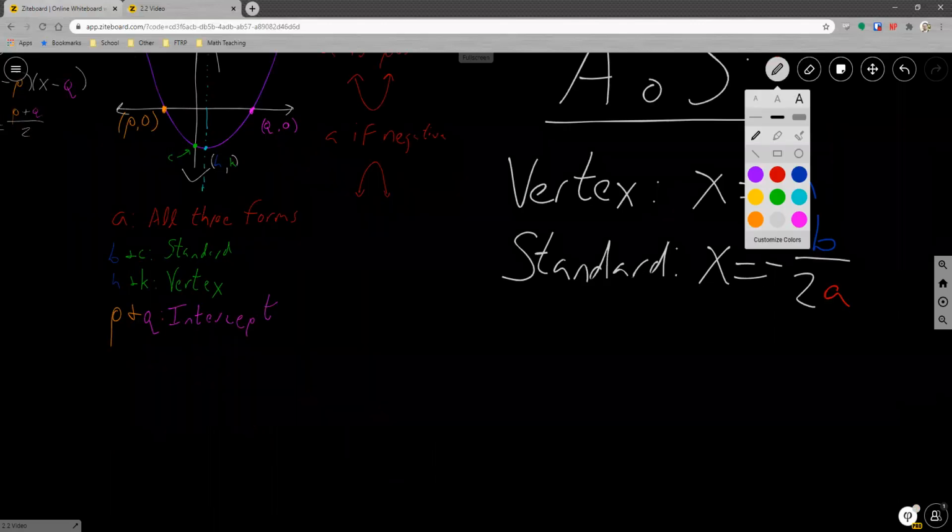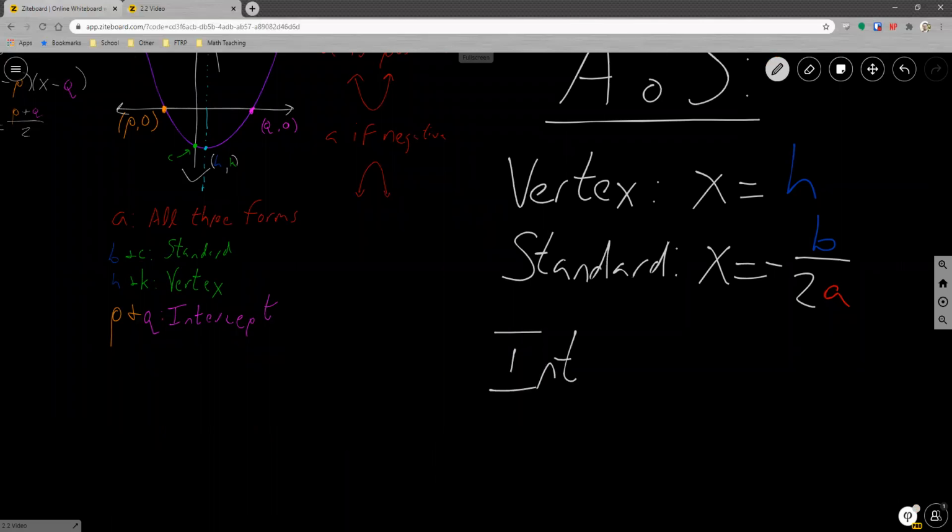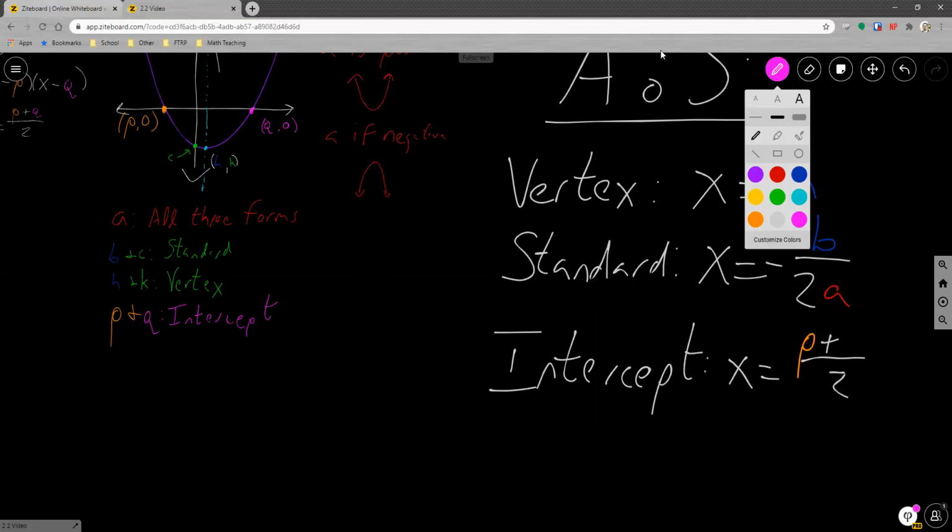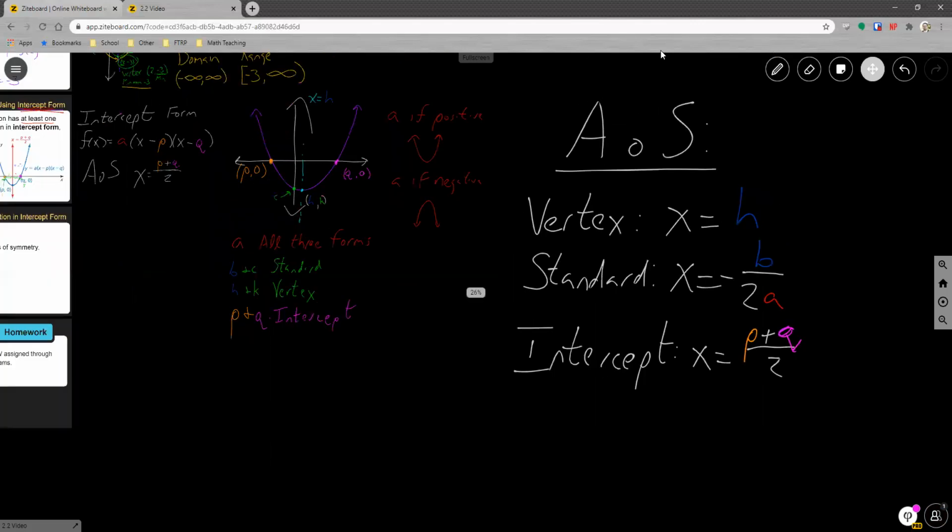And then finally, intercept form has its own axis of symmetry equation, and that is x equals p plus q divided by 2. So I'm finding the average of p and q. So no matter what form I'm in, I can always find the axis of symmetry. Because I can find the axis of symmetry, I can plug that x value right back into the equation, and that will give me my y value for the vertex as well.